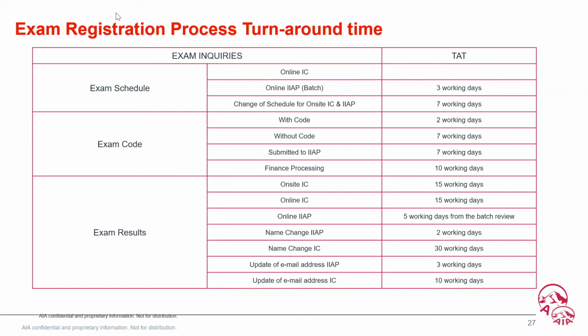For the update of email address and for IIAP, kunyari nagkamali ka ng paglagay ng email address. In IIAP, that's only 3 working days, but in IC, it will take 10 working days for them to respond and provide an update po. As soon as we receive it, we send an email to IC, but medyo meron lang po talagang challenge din sa kanila, especially now na skeletal force lang daw po ang pasok nila.